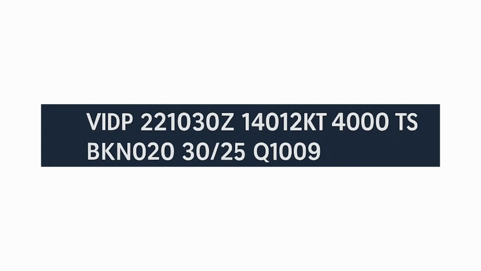Next we have BKN020. This means broken cloud at 2000 feet. The 020 is shorthand for 2000 as flight levels are used in METARs. We'll explain all cloud coverage codes shortly. Next is 30/25. The temperature is 30 degrees Celsius and the dew point is 25 degrees Celsius. Finally, we have Q1009. That tells us that the QNH, or altimeter pressure setting, is 1009 hectopascals.